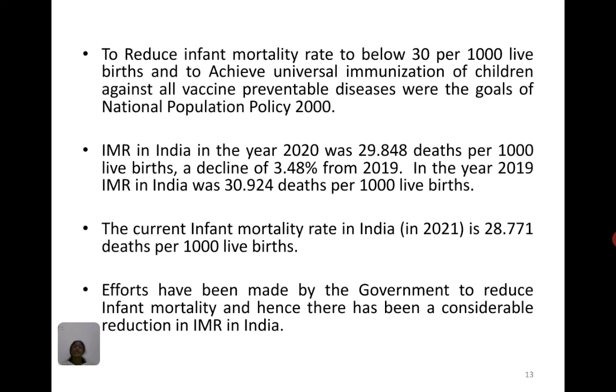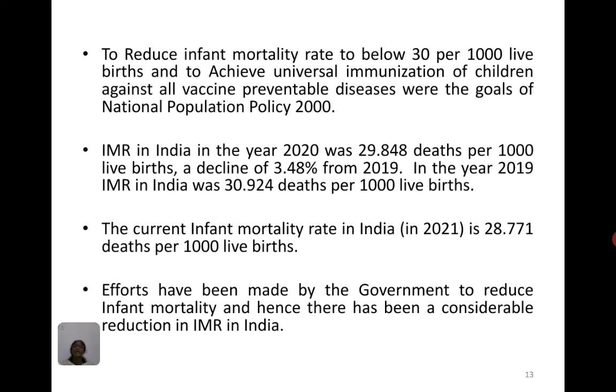To reduce infant mortality rate to below 30 per thousand live births and to achieve universal immunization of children against all vaccine preventable diseases were the goals of National Population Policy 2000. Various efforts have been made by the government to reduce IMR and to bring it down to below 30 per thousand live births, which was one of the goals of National Population Policy 2000.